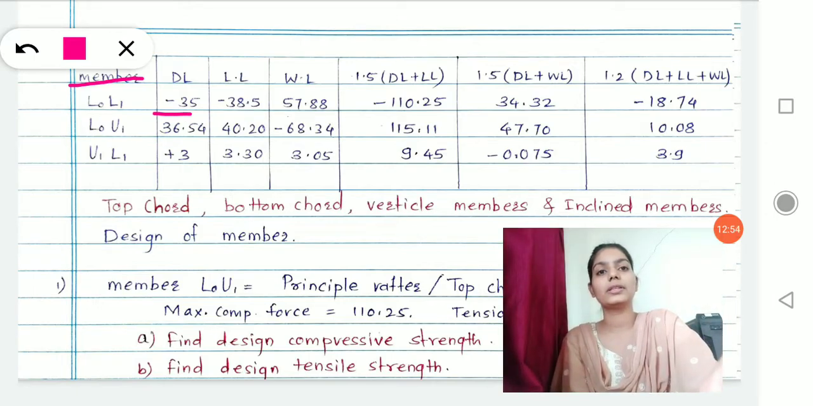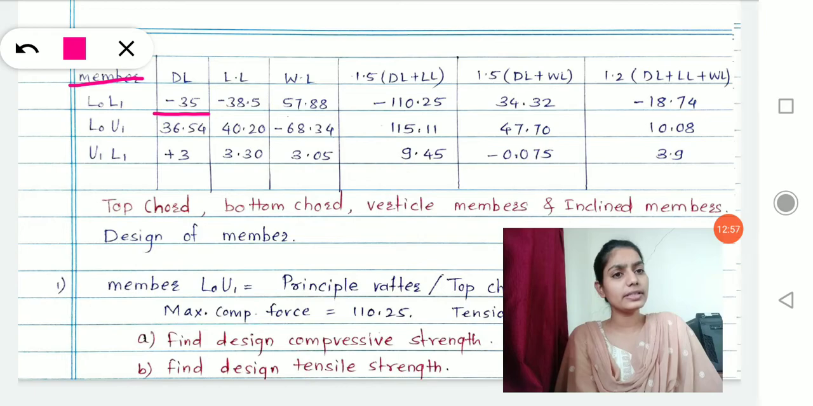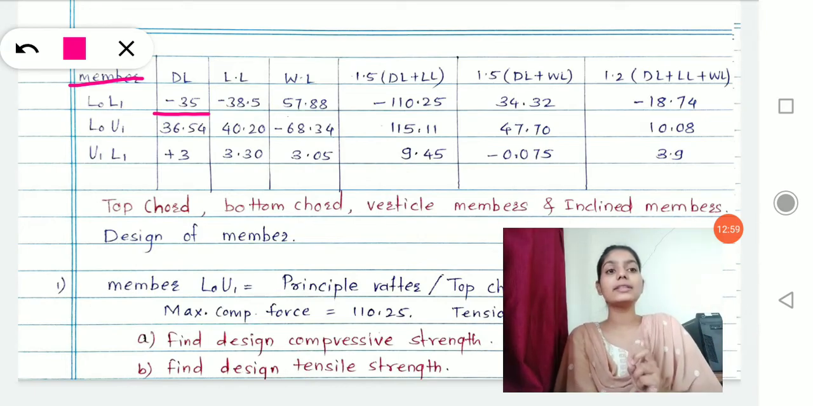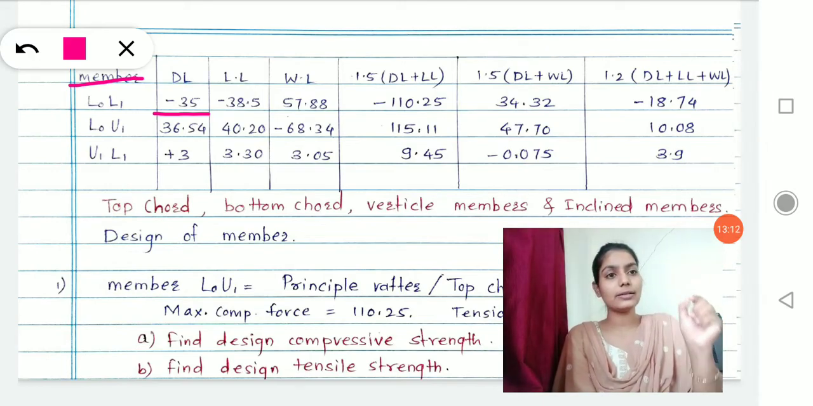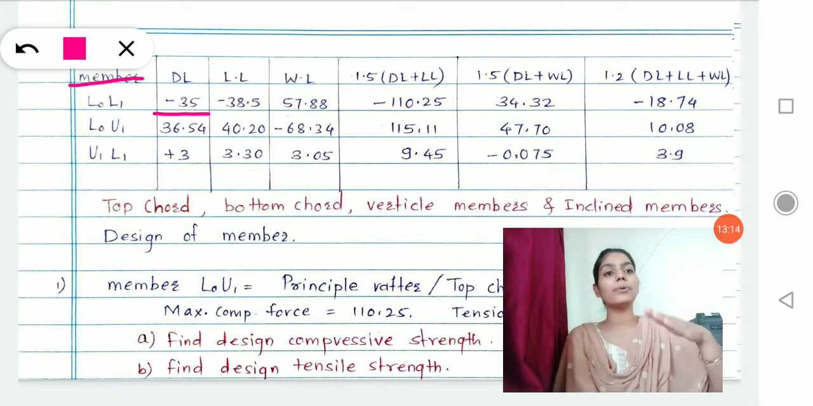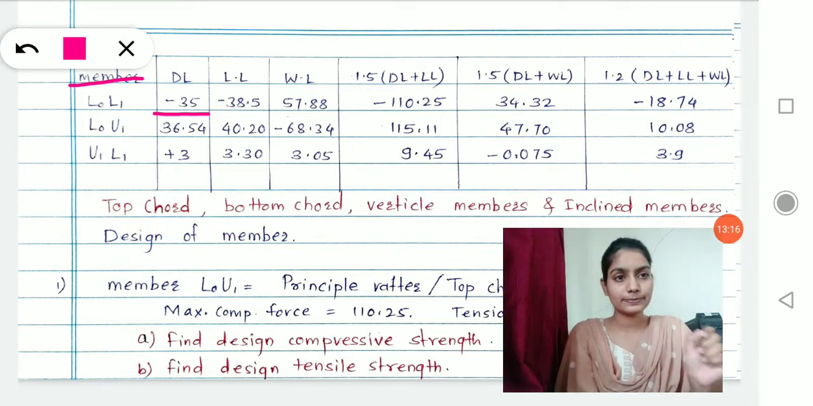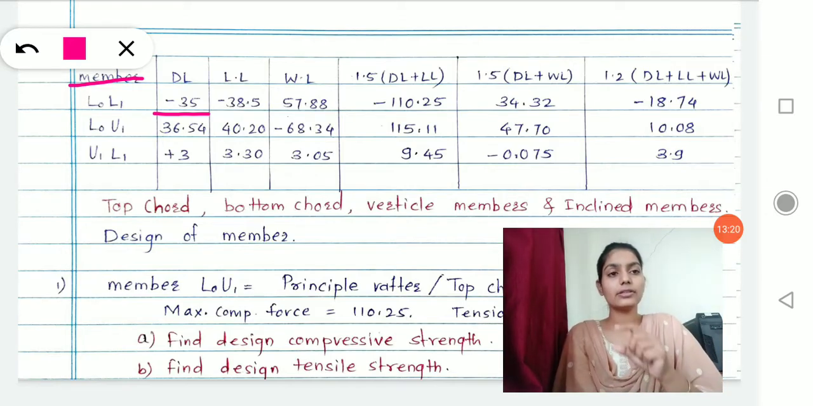Negative 35. How did we do that? We did an analysis of the force by applying dead loads on the panel points. When we did that in the previous sessions with the help of the joint method, I made you understand that if the dead load acts upon the panel point, or you impose the dead load on your structure, and you apply the joint method of analysis, you will get the forces in each member of your truss.